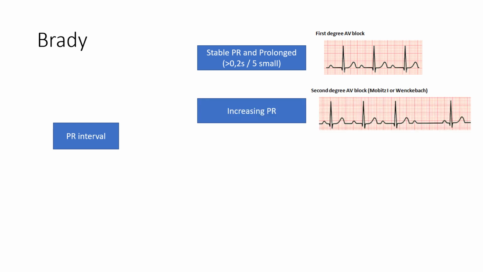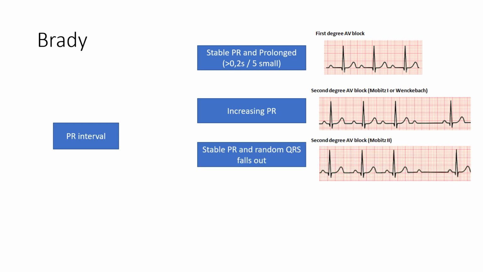Okay, then if the PR is increasing and increasing, and QRSs are falling out, then we should be thinking of Wenckebach or Mobitz type 1. So first degree, second degree, these are these two, and then Mobitz type 1 and type 2 of second degree. Mobitz type 2 is when you have a stable PR segment, but then suddenly one of the QRSs falls out.